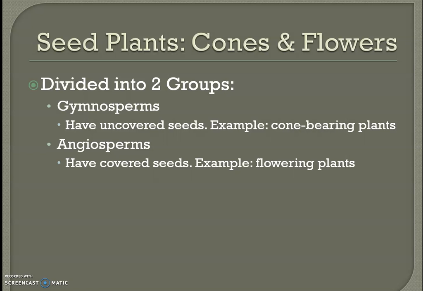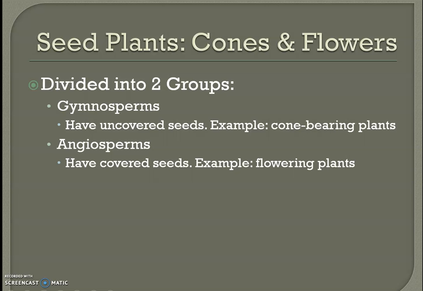A gymnosperm has an uncovered seed. So there's no covering over it. An example would be a cone-bearing plant. Cone-bearing plants would be things like pine trees. They almost kind of look like a Christmas tree, and they have cones that fall below them. And then angiosperms have a covered seed, and examples of angiosperms include flowering plants.